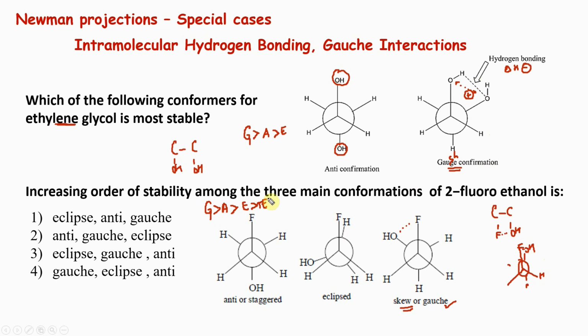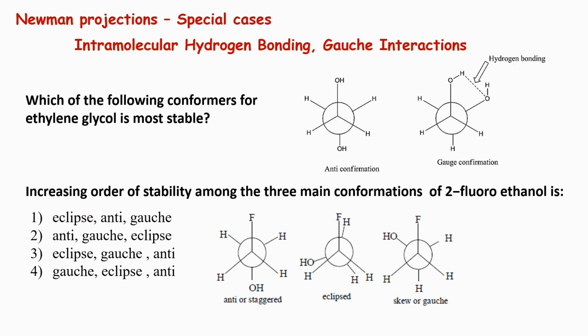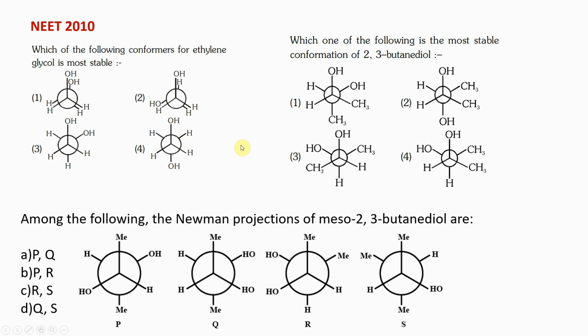So in increasing order of stability, it will be eclipse, then anti, then gauche. So watch out. First thing, when Newman projections are given like this, you have to check whether hydrogen bonding is there or not, and only then go for conformations.